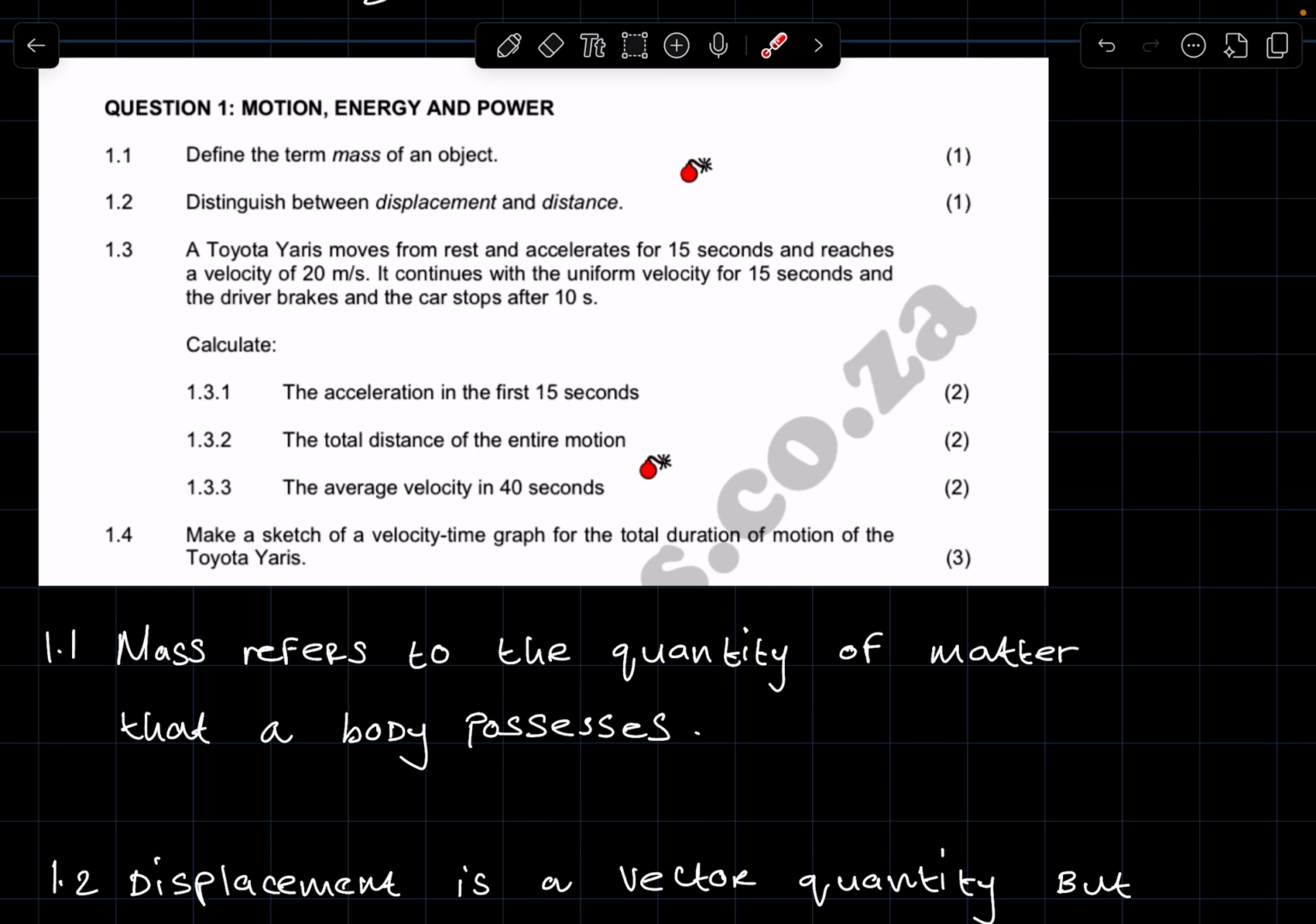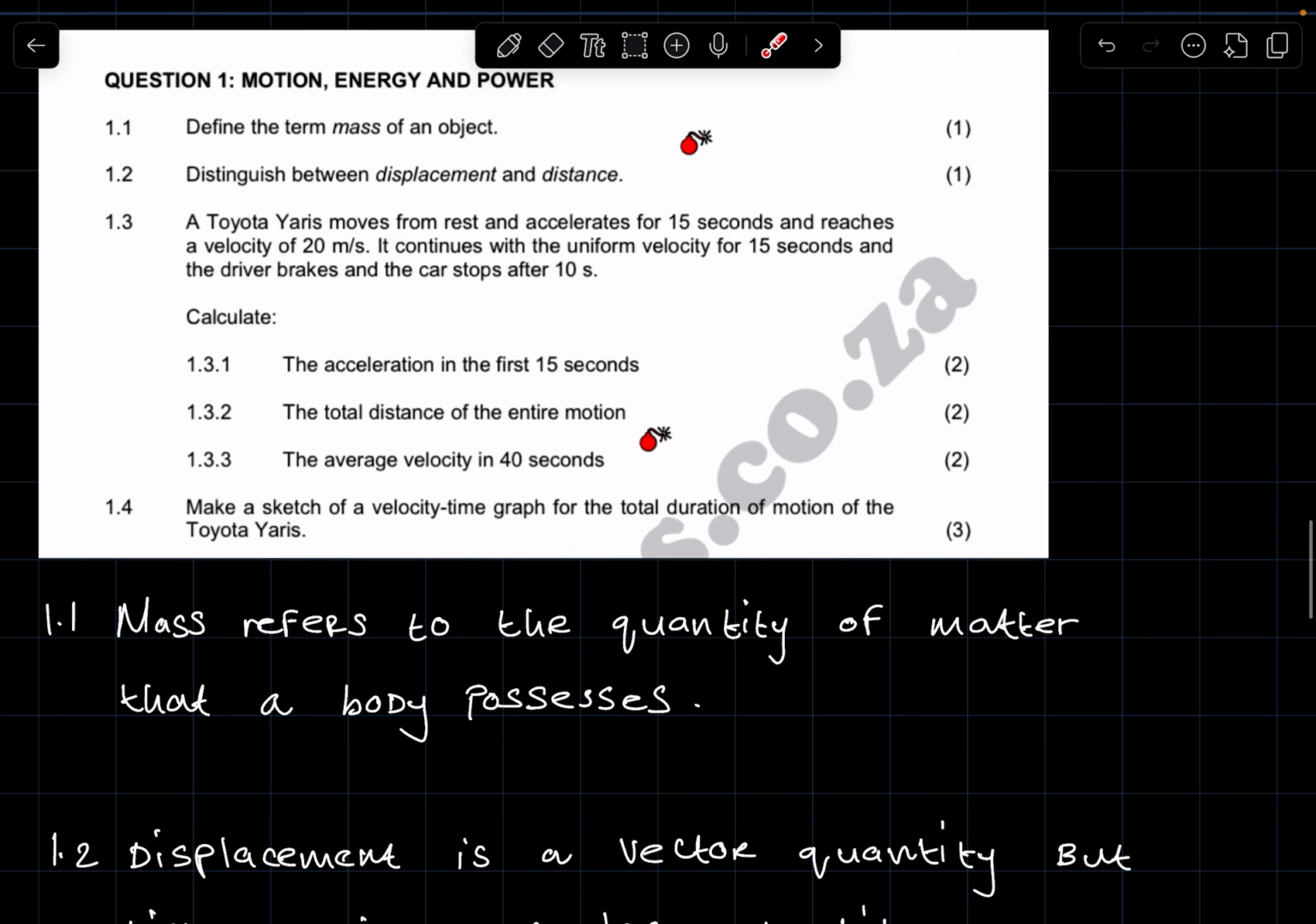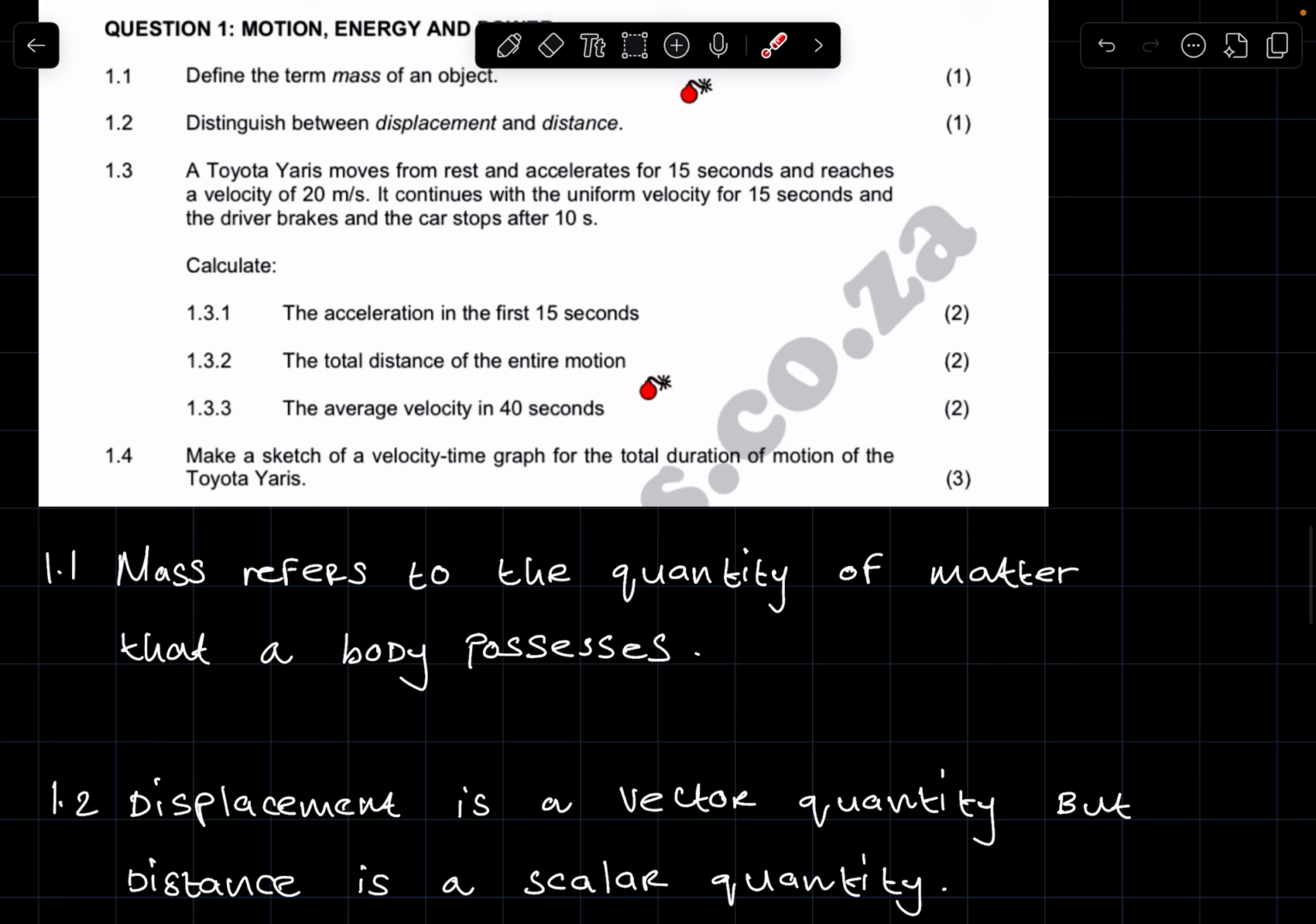Now there's probably a number of ways in which you can define the mass of an object, so this is just one of them. Mass of an object refers to the quantity of matter that a body possesses. That is just the easiest way in which you can define mass.